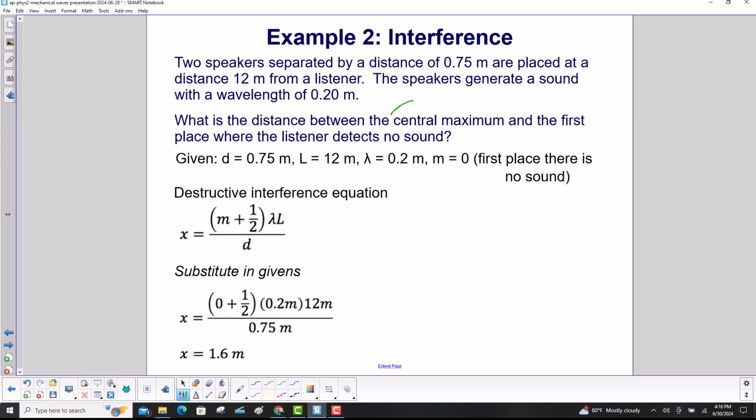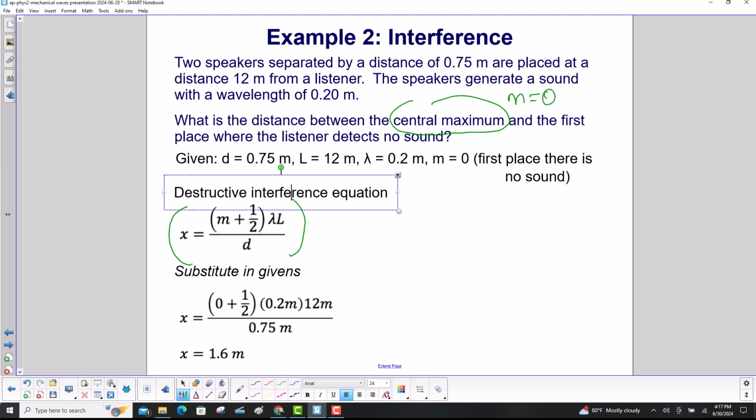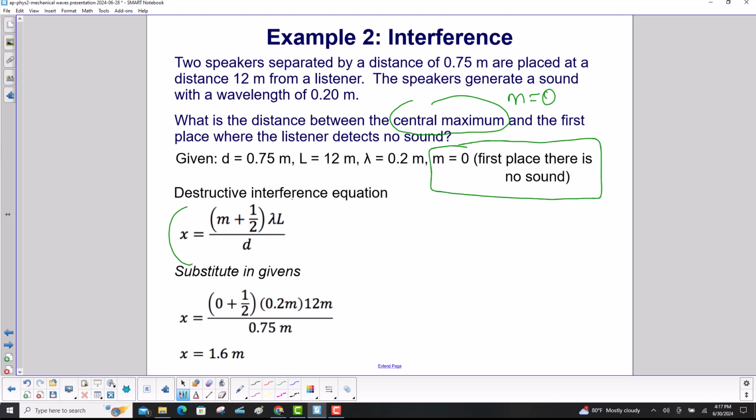Your central maximum is where m is equal to 0 for your constructive interference. But we want the first place where you hear no sound, so we want a minimum, so we use our destructive interference equation, but what do we use for m? Well, in this case, we use m is equal to 0. That'll be the first place where there is no sound. Substitute in our givens, and hopefully you can see, here's our half wavelength number, and our final answer is 1.6 meters.